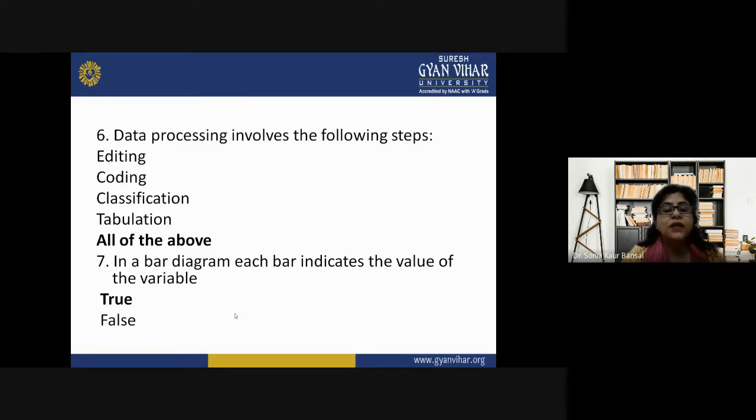All right, students. Now the next question is about the bar diagram. Each bar indicates the value of the variable. Bar diagrams are really a good thing to do with your data interpretation, and it really indicates the value of the variable, how much it has been affected in your research. So it is true. All right, students. So this is all about data interpretation, how it is done, and how it is very, very useful for a new researcher and investigator, and how it works.